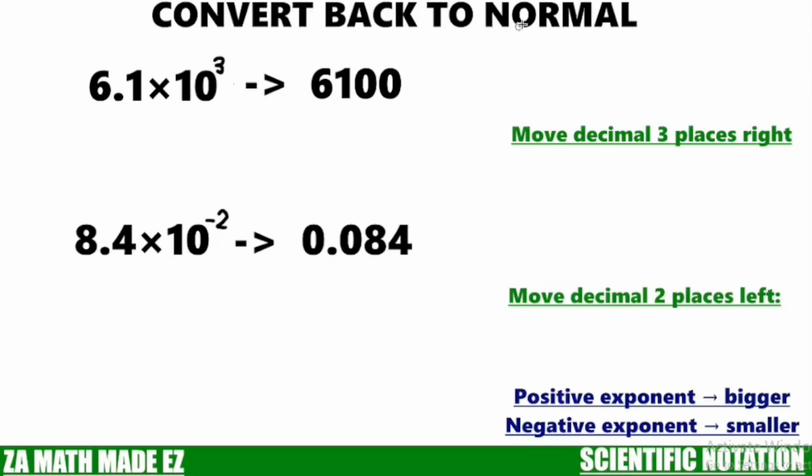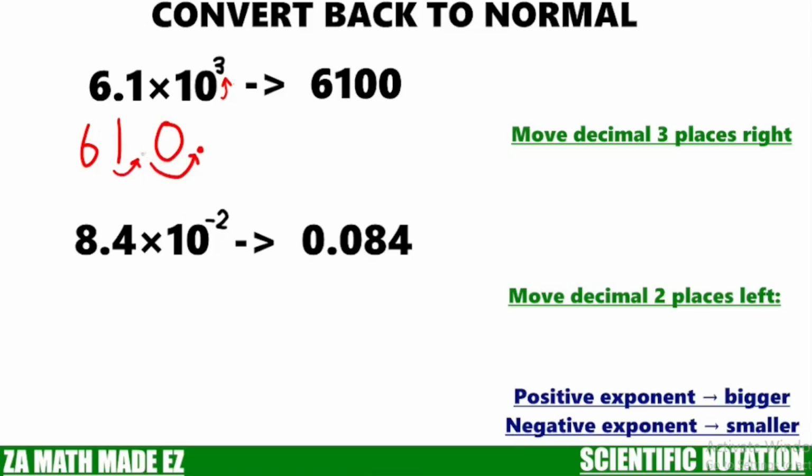Converting scientific notation back to normal. Let's look at this: 6.1 times 10 to the power of 3. In order to get this into 6,100, we must move the decimal place 3 times to the right because of the number 3 over here. Now we take the decimal point and move it 1 point to the right. That will become 61. And let's add an imaginary 0, so it's 61.0. But we need to move the decimal point 2 more times to the right. So let's move it over here.